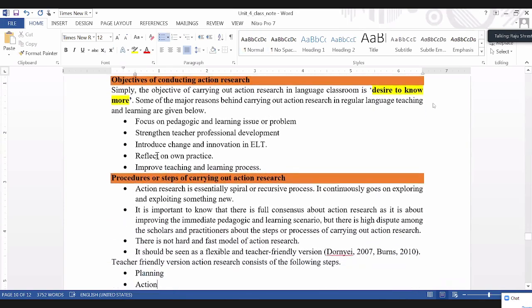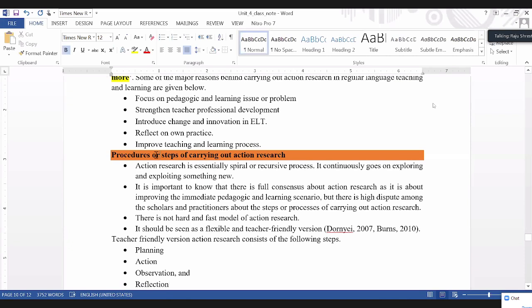Now, what are the steps? This steps question is asked in the exam; sometimes they say steps, sometimes procedure, sometimes process. What are the different steps? What are the different procedures? What are the different processes of carrying out action research?